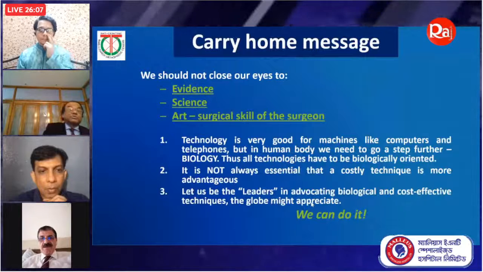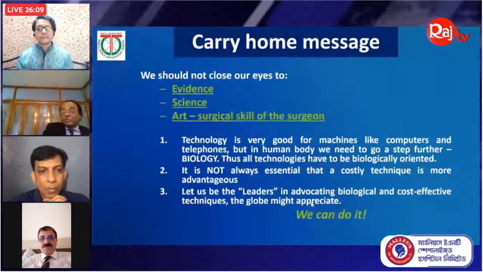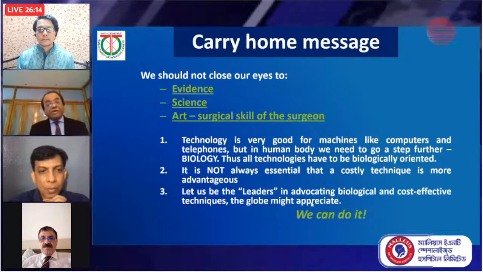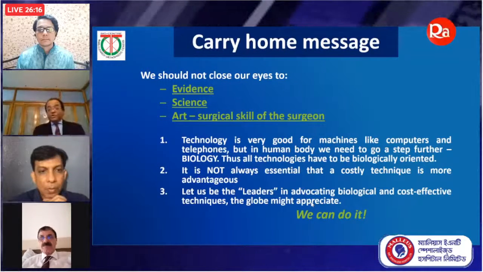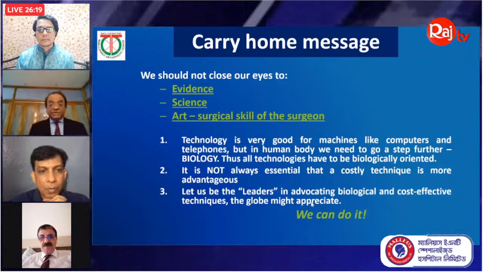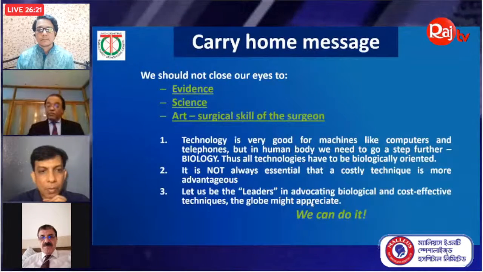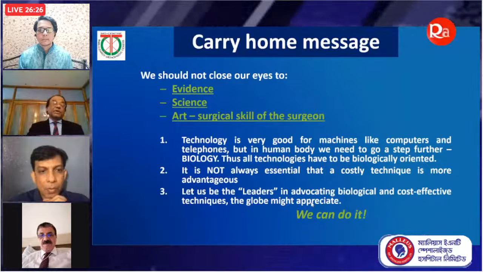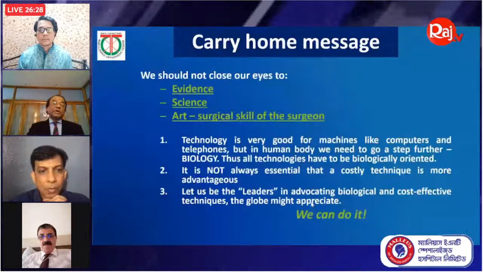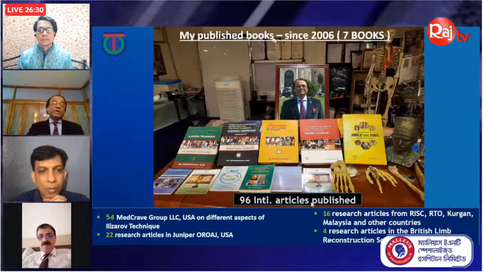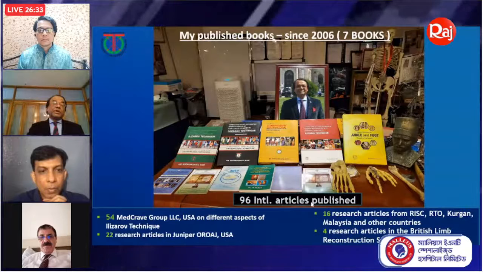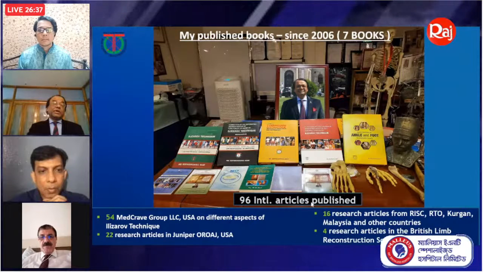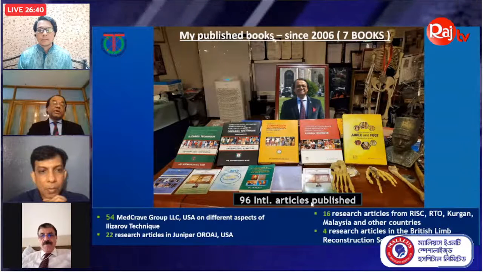These are the things, I always show this slide. Why? Because what I have shown you is evidence, based on science and, of course, the surgical skill of the surgeon. Whenever you follow the principle and philosophy of Ilizarov, you can have a very good result, and the outcome is always fantastic. By the Ilizarov technique, you can solve a lot of problems in the human body, from trauma to any kind of deformity.